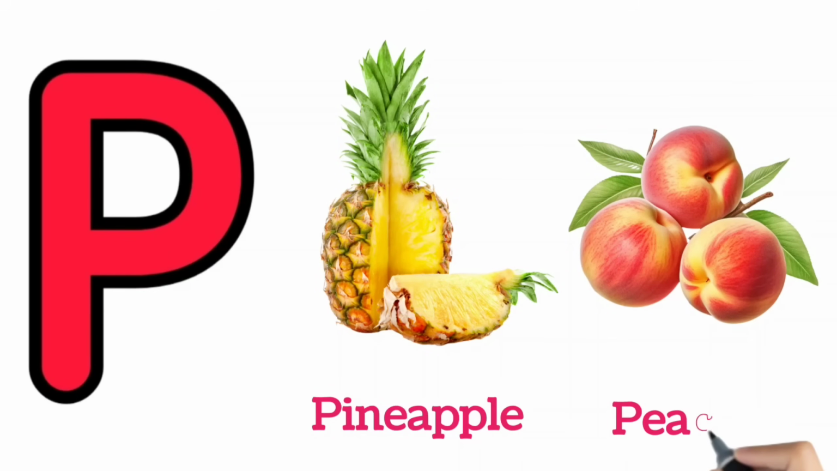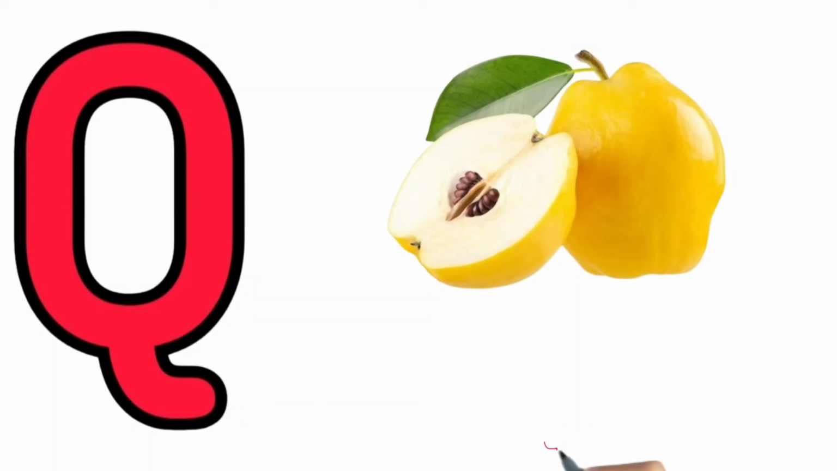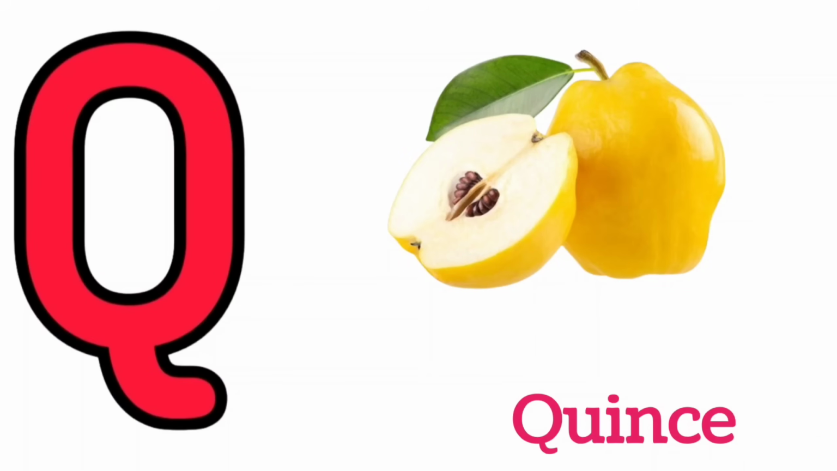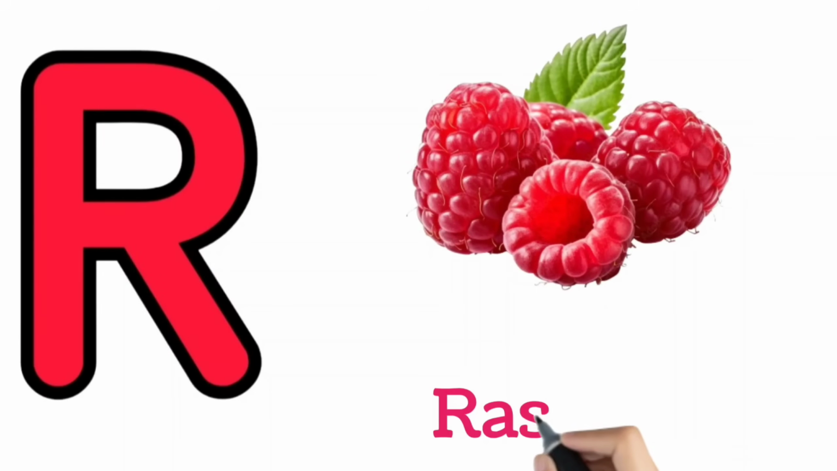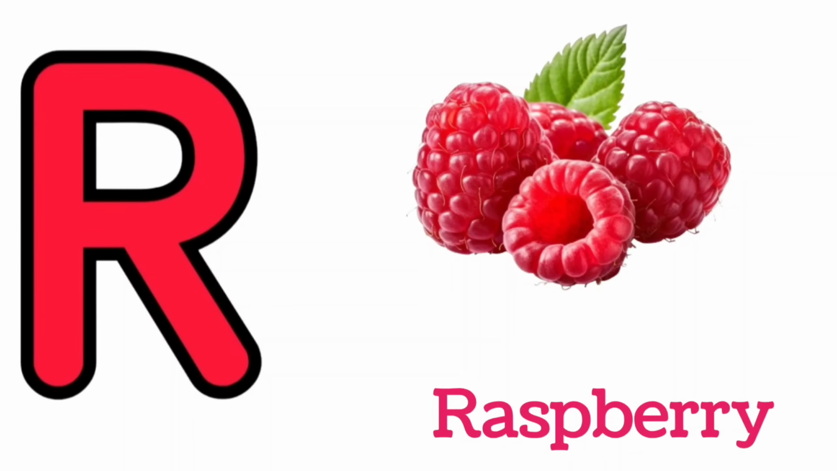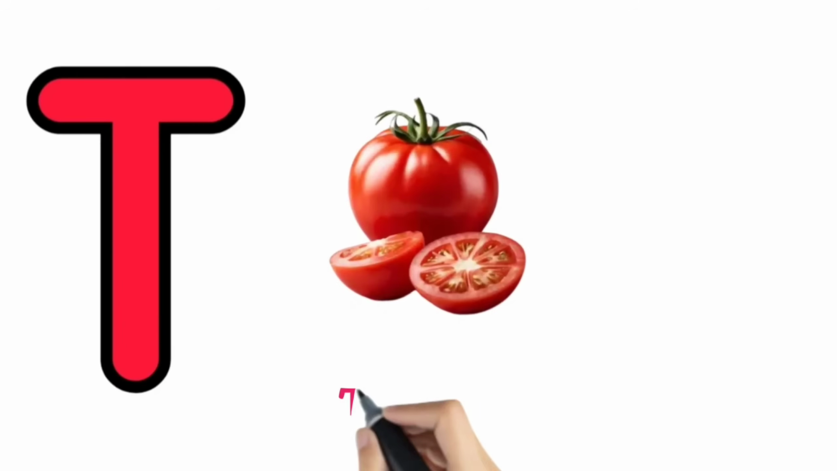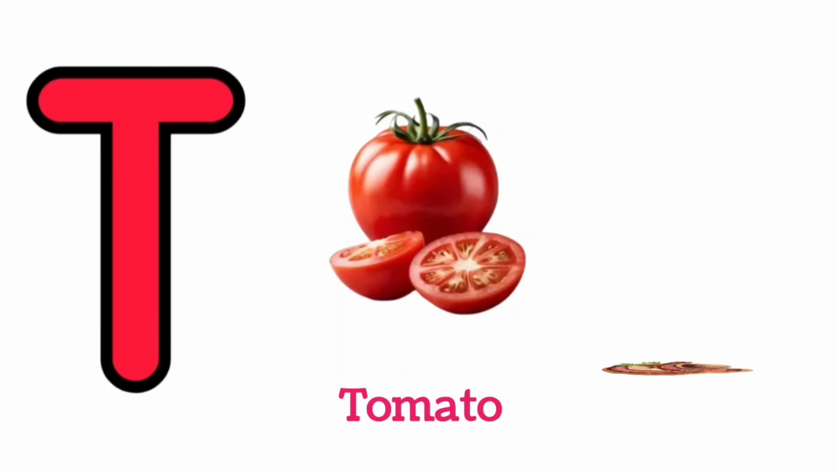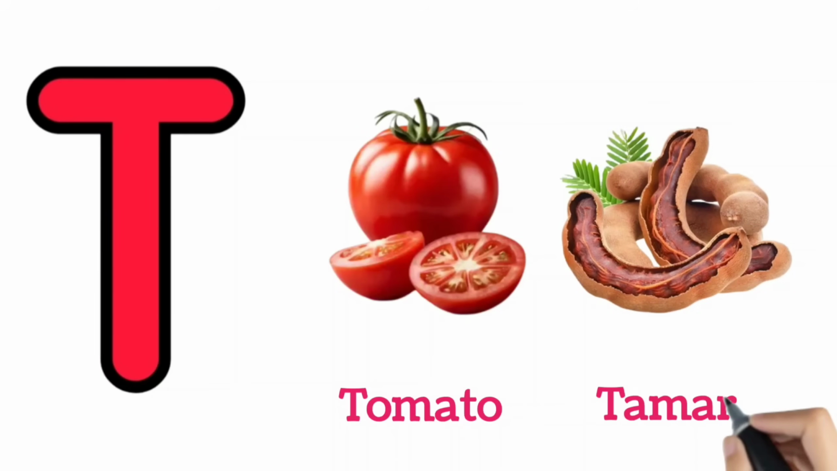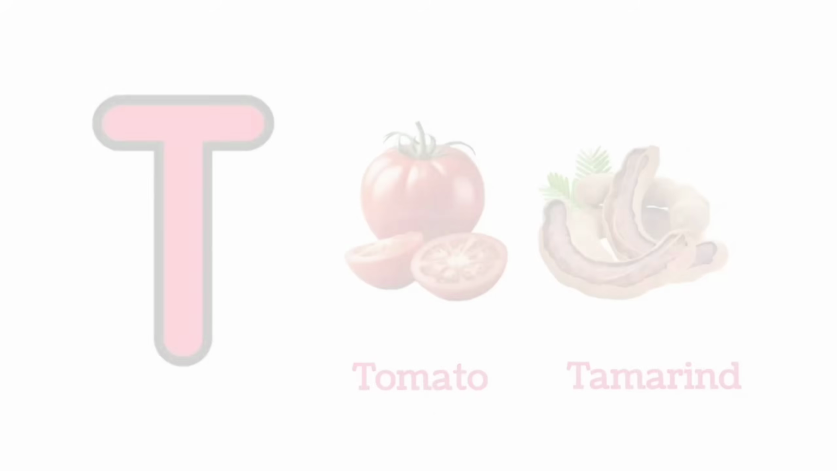P for peach. Q for queens. R for raspberry. S for strawberry. T for tomato. T for tamarind.